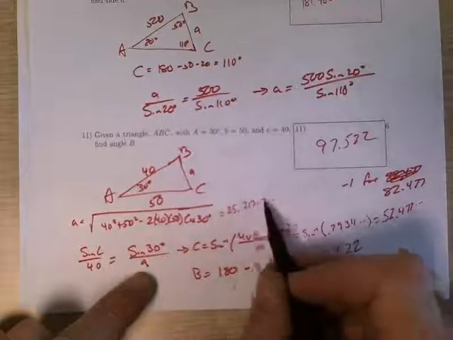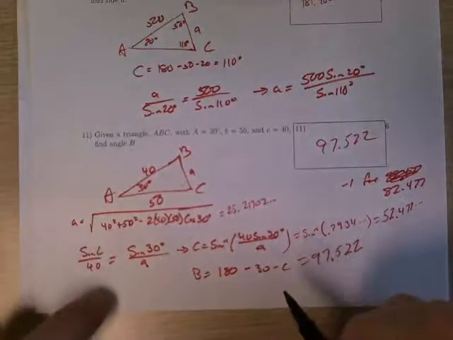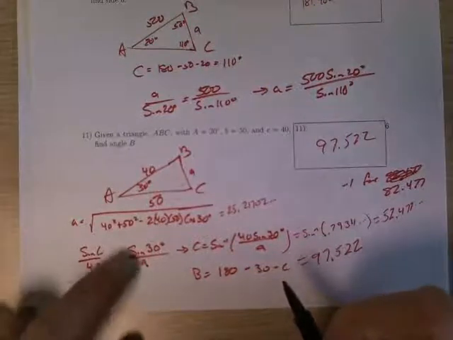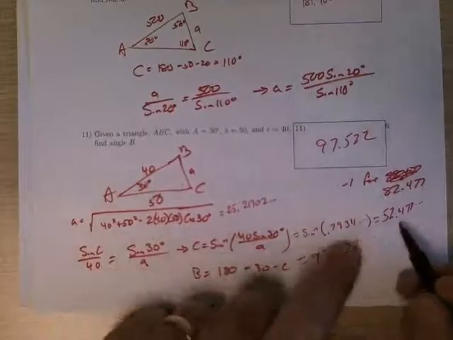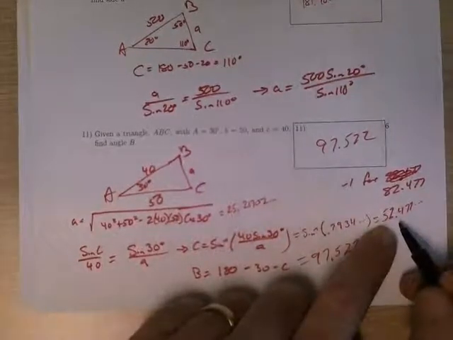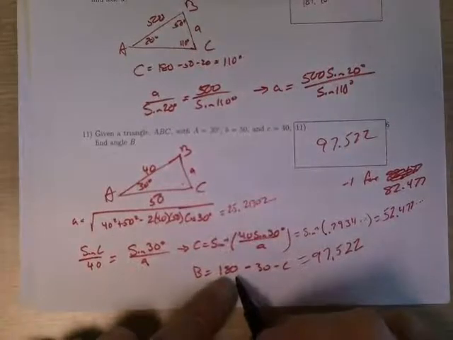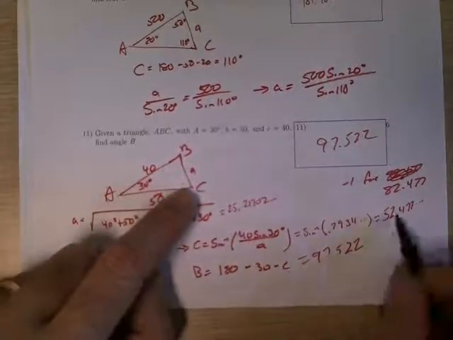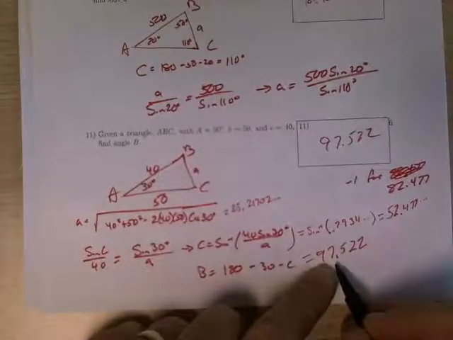All right, I use my calculator and I carry all the decimal places. So anyway, sine of C is 40 times sine 30 over A, and then you take the inverse sine, and C turns out to be 52 point something. So then you can get B by subtracting 180 minus 30 minus that 52 point something, and you end up with 97.522. Notice, bigger than 90 degrees.